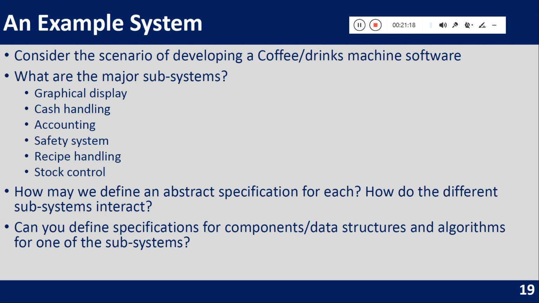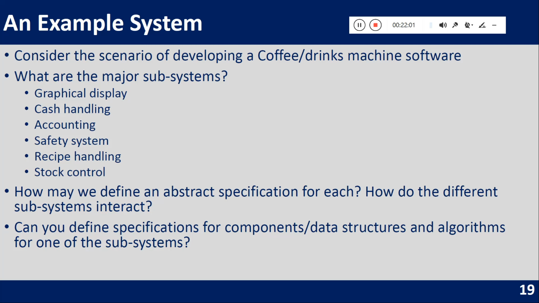The recipe handling is that maybe we have cappuccino, latte, and Americano or something, and the stock control is that we need to know when there is not enough stock, and give a flag that we need to add more coffee. Then how may we define the abstract specification for each subsystem? How does each subsystem interact?